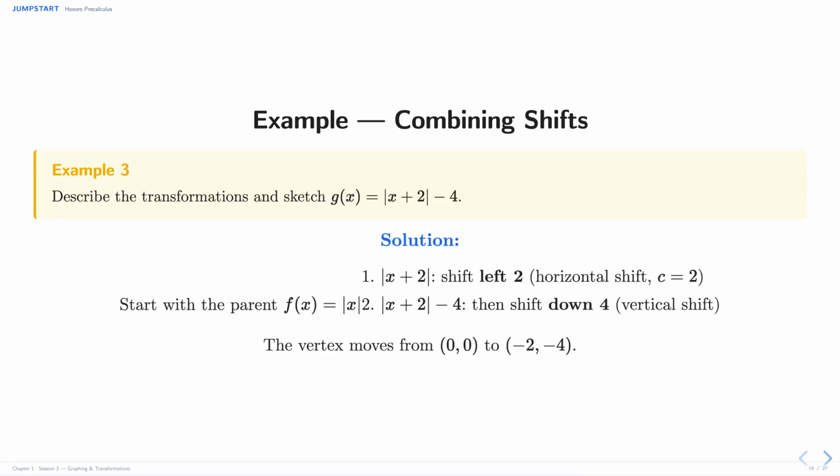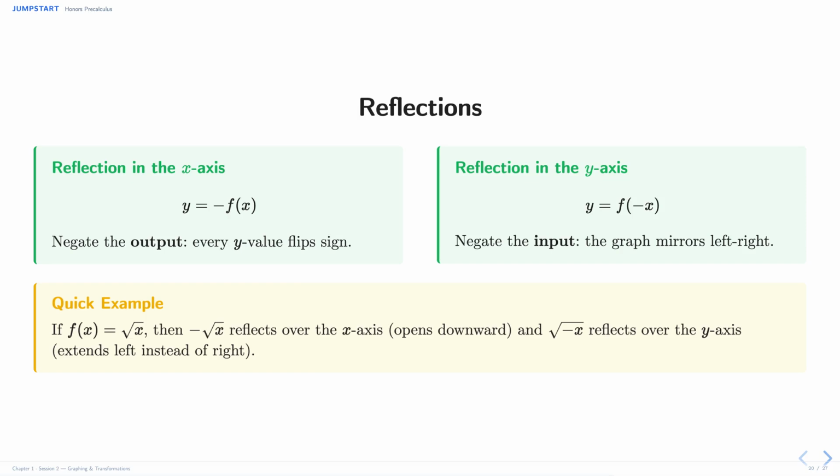Let's look at an example of combining shifts. For g of x equals the absolute value of x plus 2, minus 4, we start with the parent function f of x equals the absolute value of x. The term absolute value of x plus 2 indicates a shift left by 2 units, and then subtracting 4 shifts the graph down by 4 units. The vertex moves from the origin to the point -2, -4.